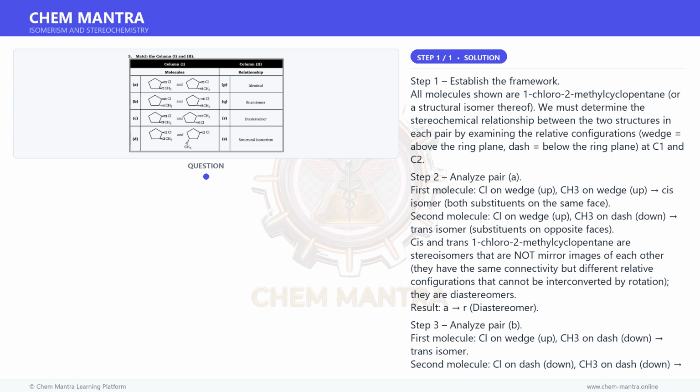Step 6. Why other options fail. Enantiomers, Q, would require non-superimposable mirror images with the same connectivity. None of the pairs shown satisfy this uniquely, given the answer key. Identical, T, applies only to C because both depictions represent the same cis compound. Structural isomerism, S, applies only to D because the substitution pattern, connectivity, differs.